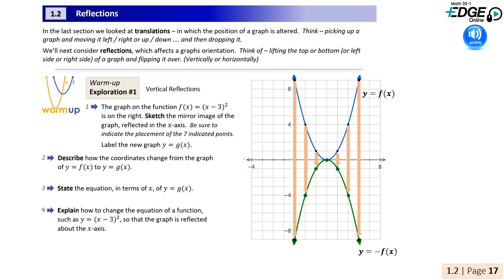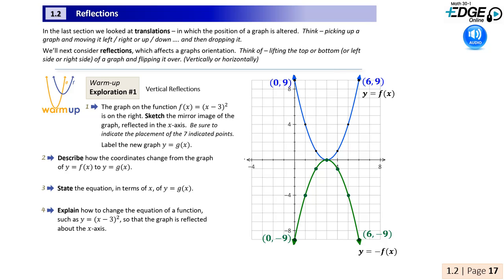The graph of f of x equals (x minus 3) squared is an upward facing or upward opening parabola. After reflecting in the x-axis, we now see that it's downward facing. If we look at a couple points, like (0, 9), that point has now become (0, negative 9), as the point (6, 9) becomes (6, negative 9). Again, the y coordinates are being multiplied by negative 1.